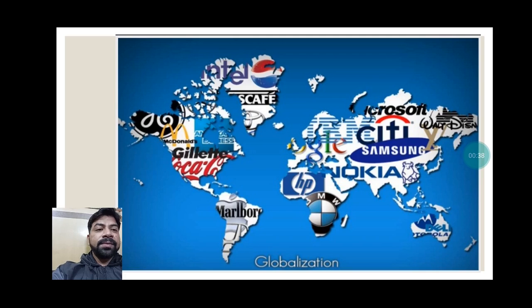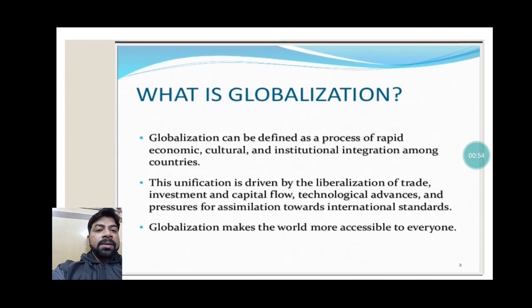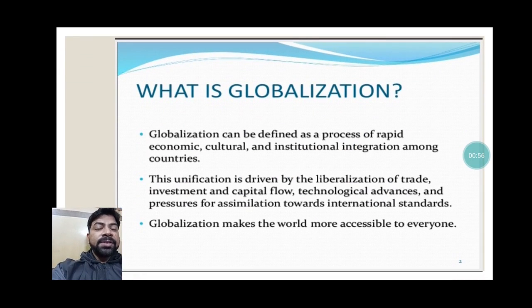As you can see, various multi-brands are shown over here in different countries. That shows that it is now not beyond our reach to get access to products which are not manufactured in our country. Let's start. What is globalization?